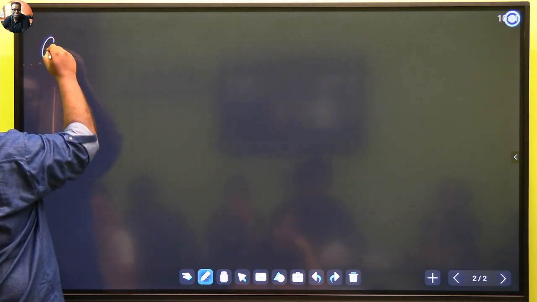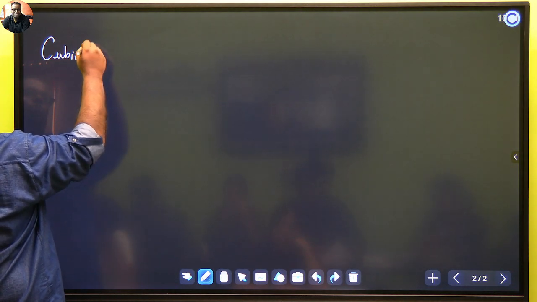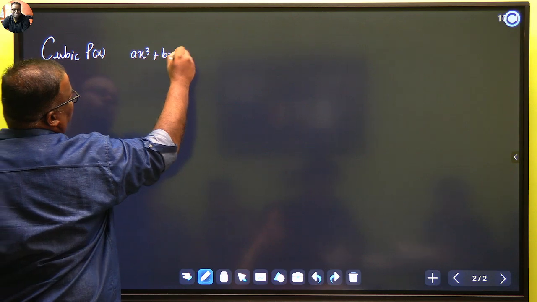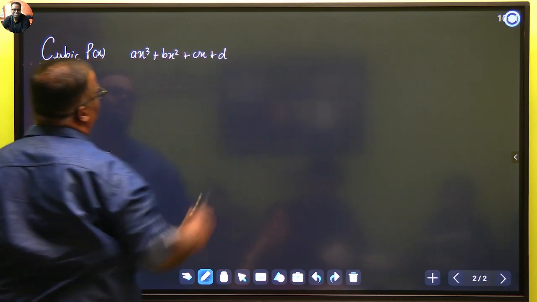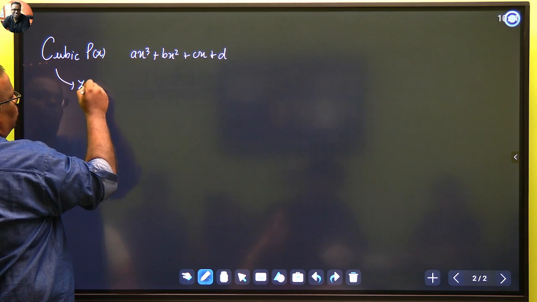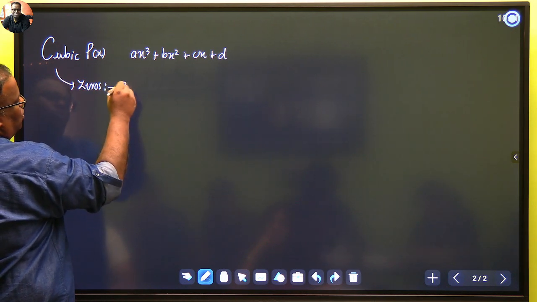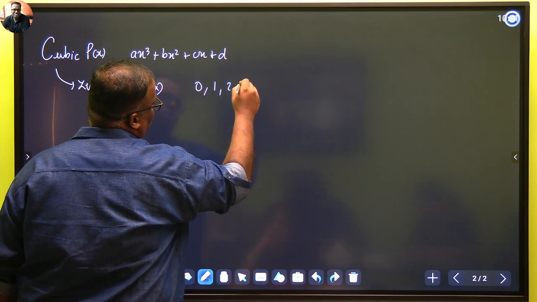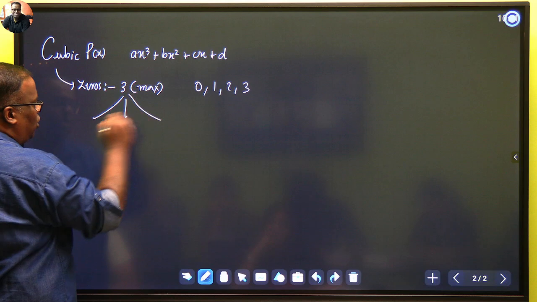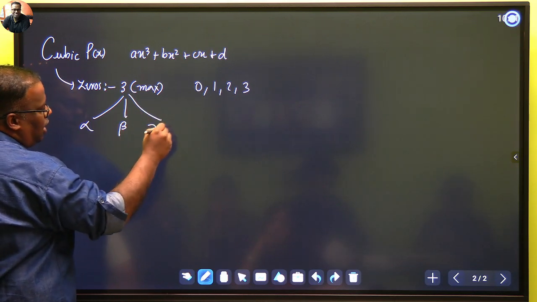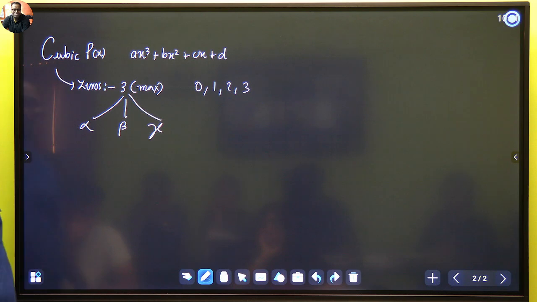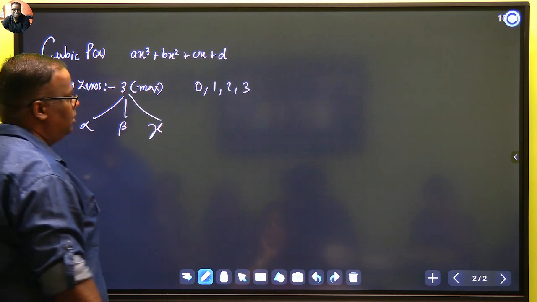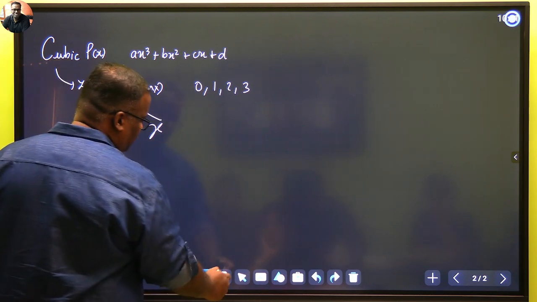Okay, let's take a cubic polynomial. The standard form of a cubic polynomial is ax cubed plus bx squared plus cx plus d. This polynomial will give me zeros, and the max count of zeros is 3. 3 is the max. However, here also you can have no zeros, 1 zero, 2 zeros, or 3. The 3 zeros of a cubic polynomial are said to be alpha, beta, and gamma. Whereas for quadratic, we always say alpha and beta. Okay, understood?